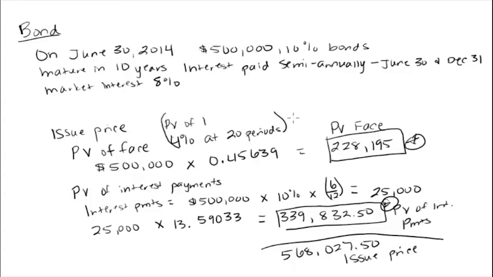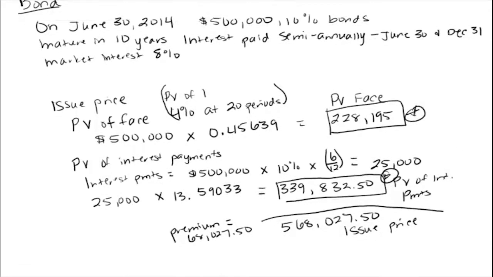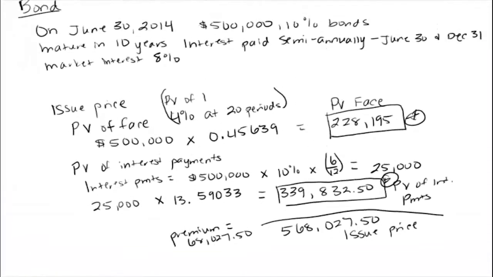And as we said before, if market was 8 and our stated was 10, we should have issued these at a premium. Did we? Yes, we issued it at a price above the face. This is a premium, and our premium is the amount over face. So the premium here equals $68,027.50. Okay? Now something else to consider. Let me pause there and let you look at this before I erase and go on.